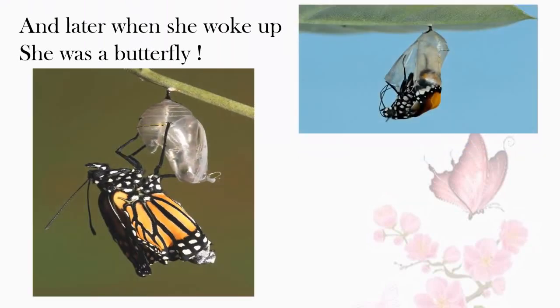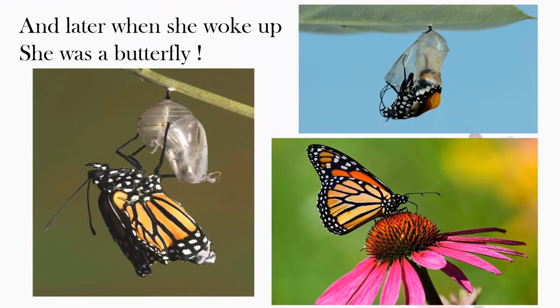Finally, when the caterpillar has done all its forming and changing inside the pupa, you will get to see an adult butterfly. It means, after all the transformation from the egg to the caterpillar, from the caterpillar to the chrysalis, and from that a beautiful butterfly. That's why the poet expresses in the line, and later when she woke up, means when she comes out of the chrysalis, she was a butterfly.